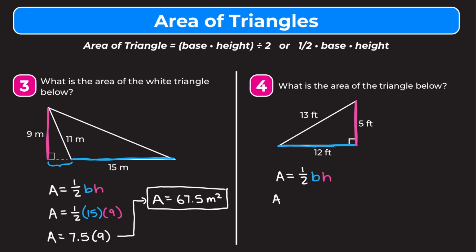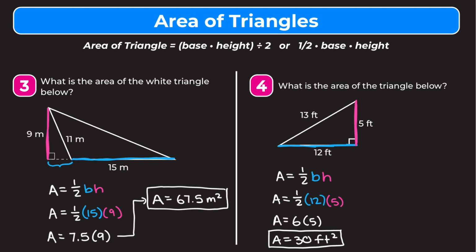Now we're just going to plug in our values. We have area is equal to 1/2 times our base of 12 times our height of 5. Now I'm going to multiply 1/2 by 12 first, because that's pretty easy to do in our head. 1/2 of 12 is 6, so I really have 6 times 5, and 6 times 5 is 30. Our units are feet squared, so I get an area of 30 feet squared.